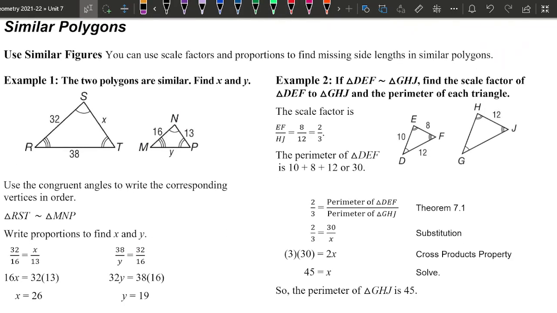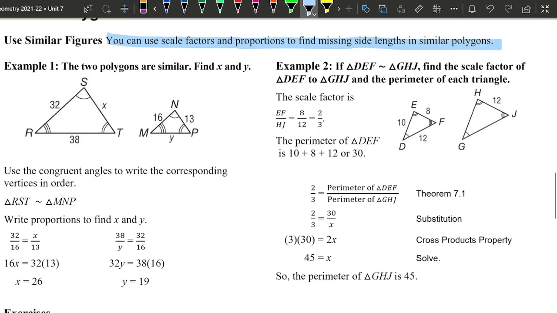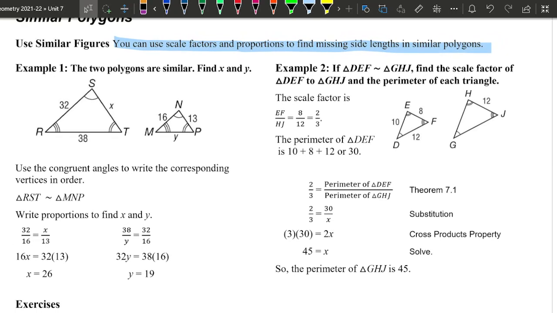And then on the back, we have some more stuff. So that first line tells you what we're going to be talking about on this side of the paper. It says you can use scale factors and proportions to find missing side lengths in similar polygons. All right, so I'm going to look at the first example. It says the two polygons are similar. Okay, that's useful. I don't have to prove it. It's telling me that they are. Find x and y.